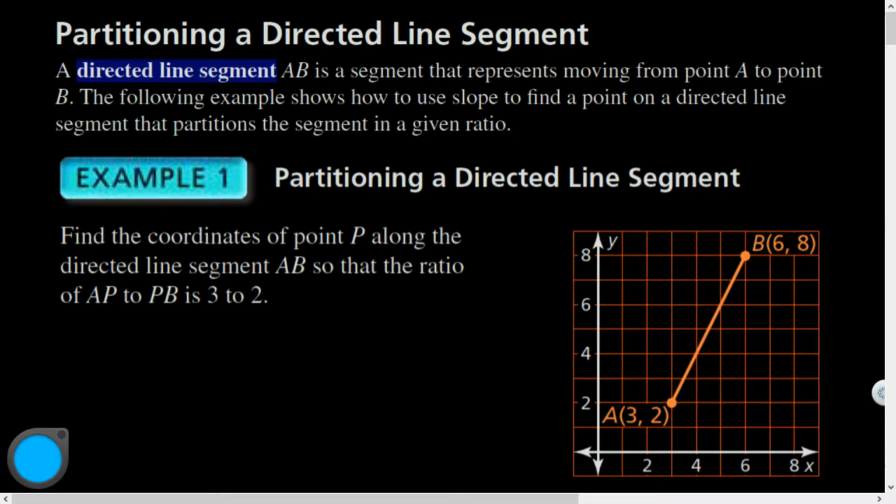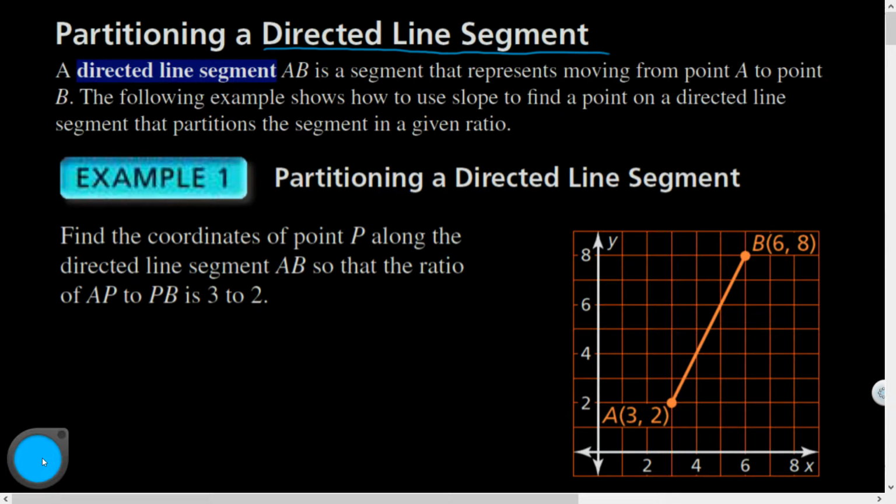But right now, we're talking about exploring lines, parallel and perpendicular in a coordinate plane. I think that's like 90% of the title of this section. But let's check this out. Here we go. Partitioning a directed line segment.